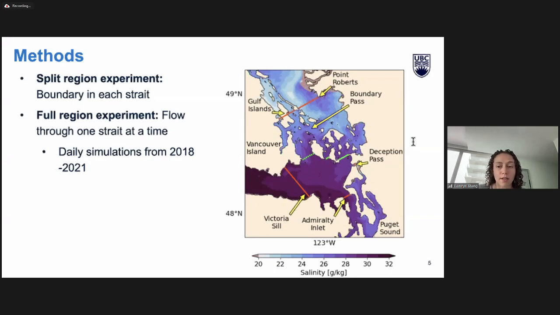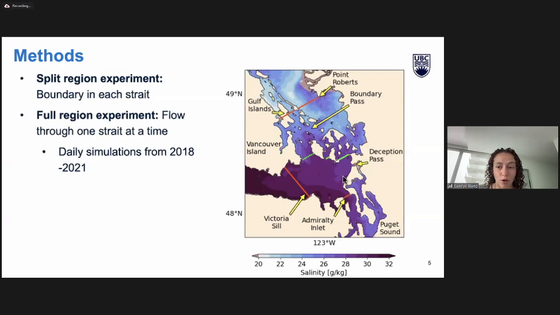To get a better idea of what's actually making it all the way through this region and in between the Strait of Georgia and the Juan de Fuca Strait, I run a full region experiment where I use all of the outer boundaries shown in the red lines and then let particles through one channel at a time, having a boundary at the other two.